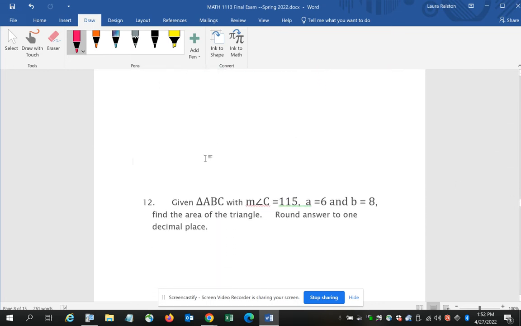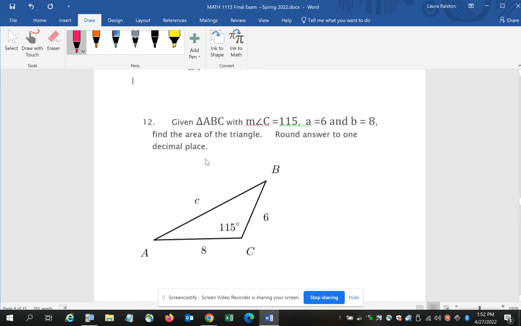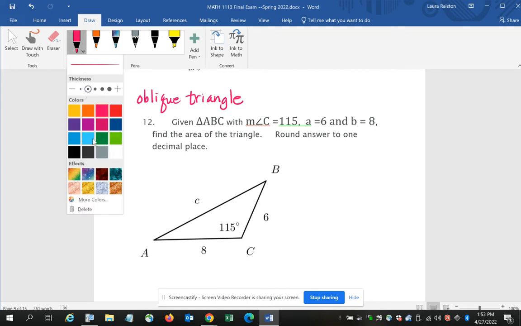Okay, question 12 says, given the triangle ABC with the measure of angle C at 115 degrees, side A is 6 and side B is 8, find the area of the triangle. Okay, so because you have this angle of 115 degrees, this is what we call an oblique triangle. And there were 2 formulas that we learned about that are related to an oblique triangle.